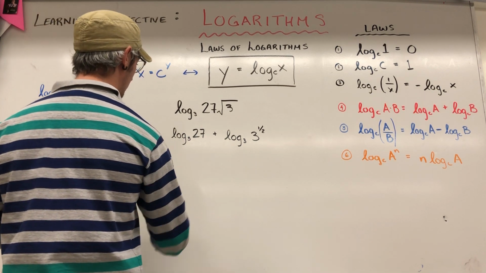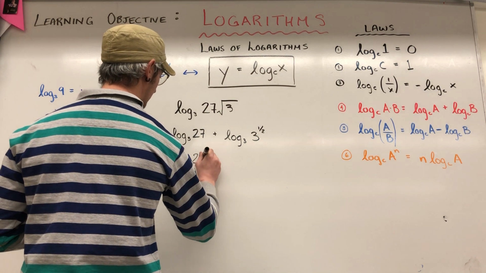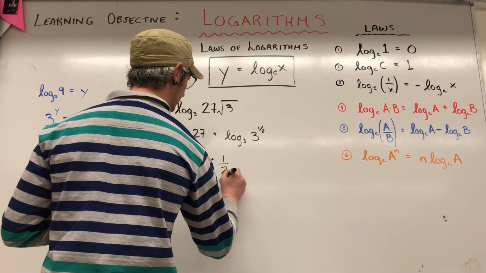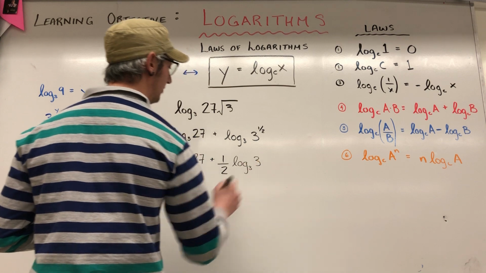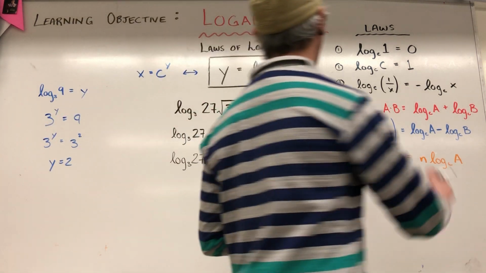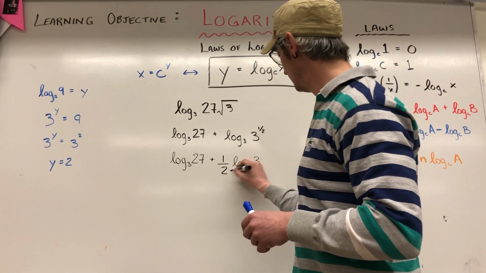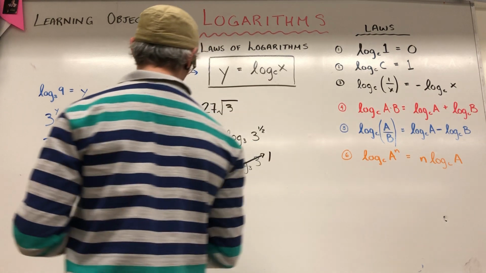Before I go through and solve everything, I'm going to use the power law, so plus 1/2 log base 3 of 3. Oh, but hey, the base and the number are the same. So this I know right here is equal to 1. Okay, so let's just do this part then.